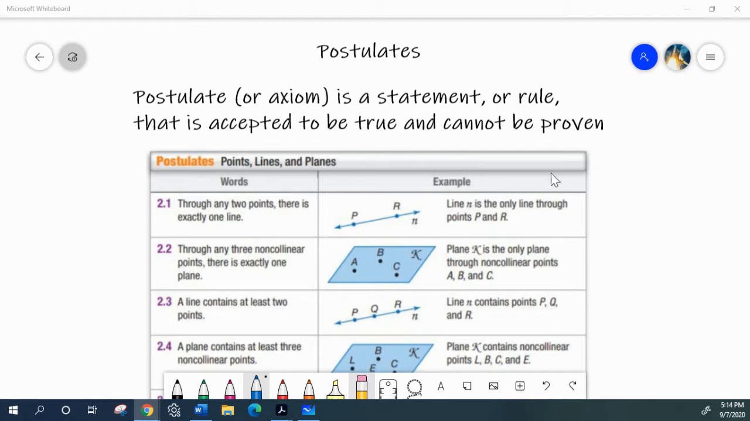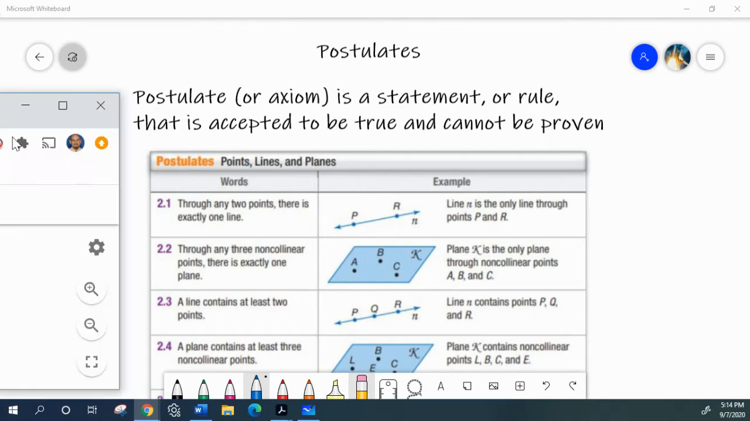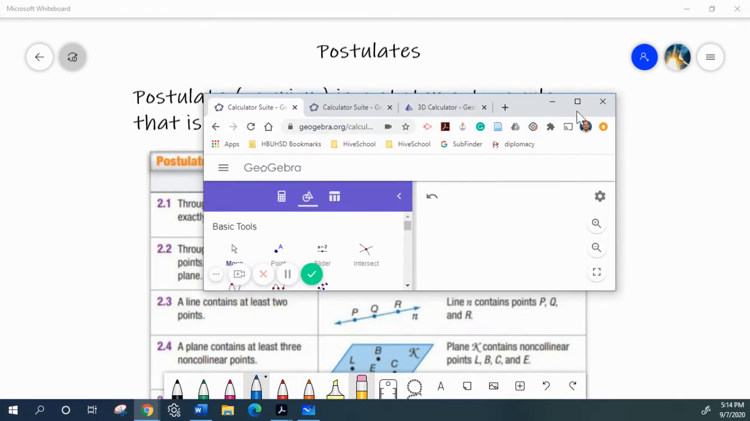The first postulate that we're talking about is: through any two points, there is exactly one line. In this example, we have points P and R, and I can draw exactly one line through points P and R. Does that mean that there's only one line that contains P and one line that contains R? Absolutely not. What it means is there's only one line that contains both of them. I'm going to be going back and forth with this.